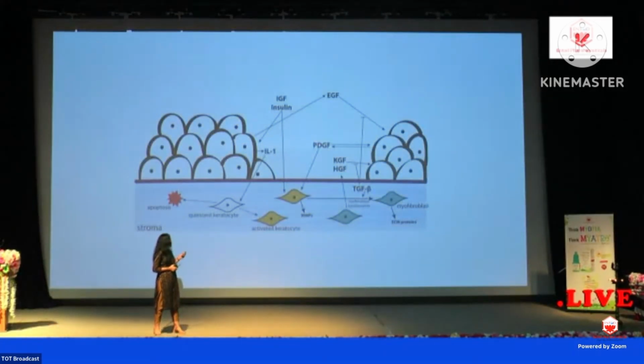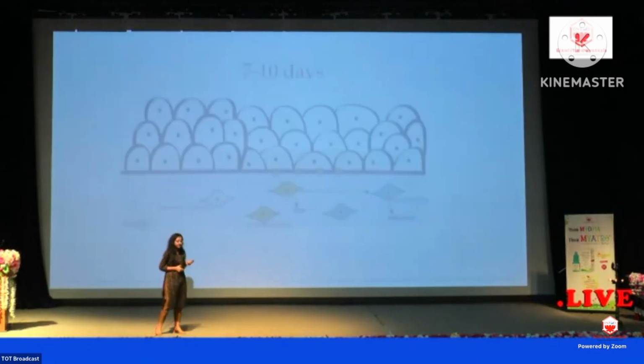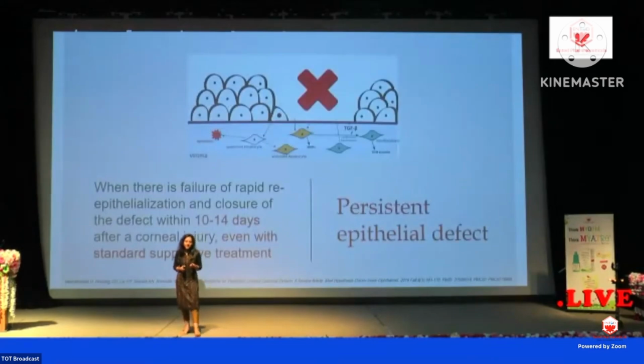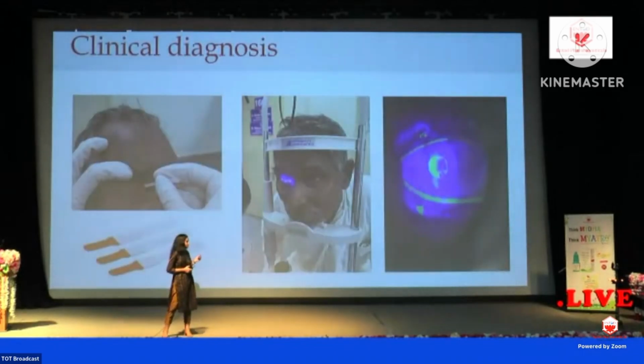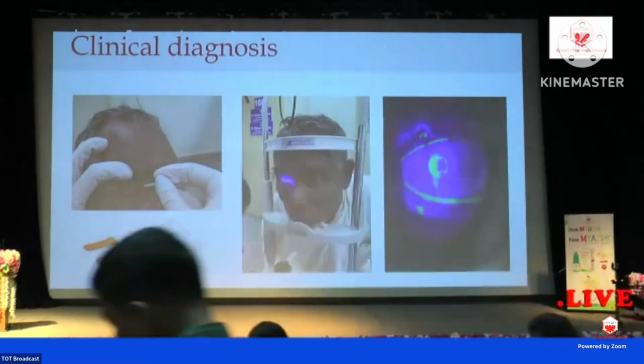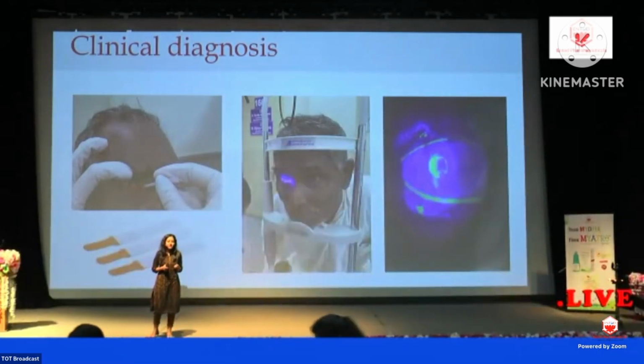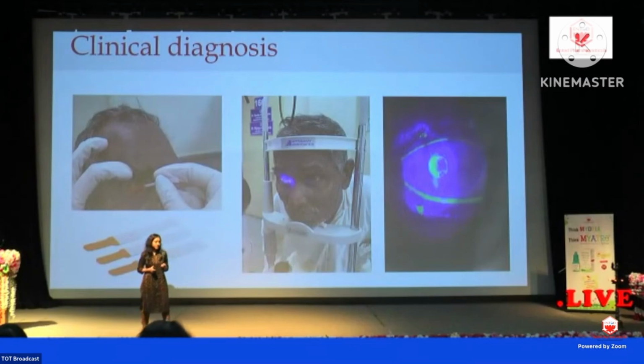So when would you exactly call it a persistent epithelial defect? Normally, an epithelial wound should heal by 7 to 10 days. But if it fails to do so by 10 to 14 days, even with standard therapy, then you call it a persistent epithelial defect. For this, clinically, you will have to stain the cornea with fluorescein dye and observe it under the blue cobalt filter daily, noting down the defect characteristics to diagnose a PED.